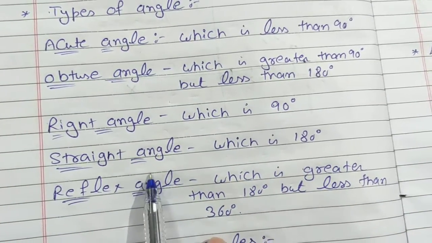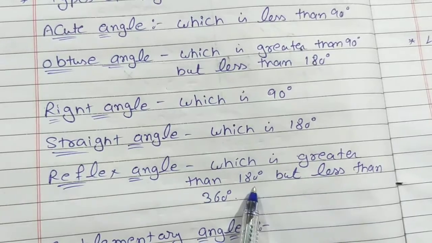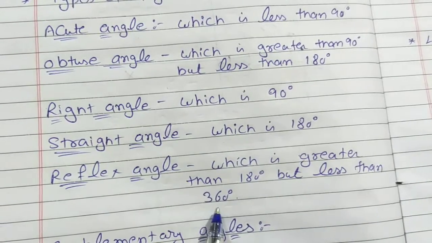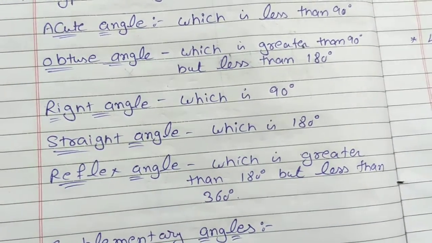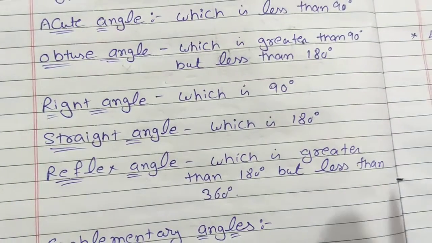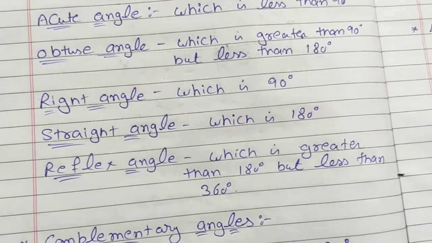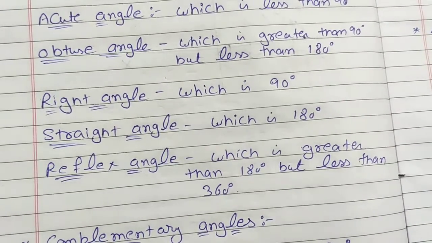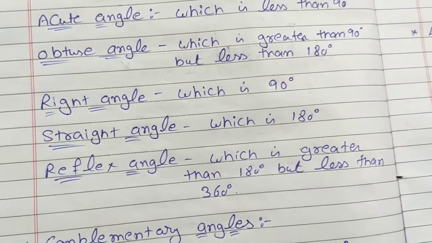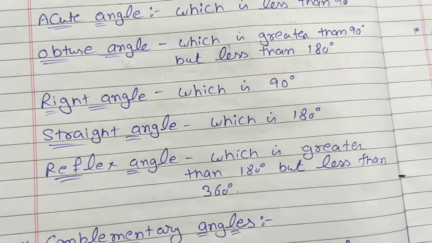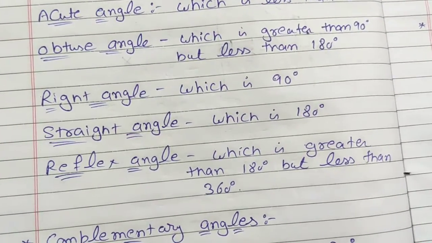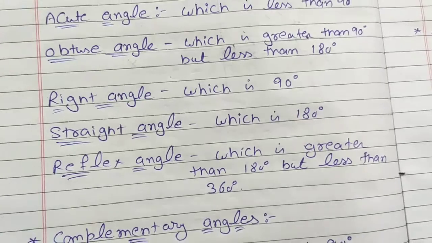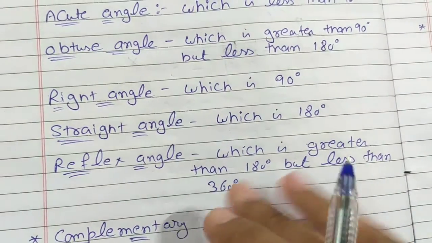Reflex angle: an angle which is greater than 180 but less than 360 is called a reflex angle. And if we are given some angle like 30 degree, how can we find the reflex of this angle? You just simply subtract 30 degree from 360. Whatever angle you are given, if you have to find its reflex, you always have to subtract it from 360 degree.